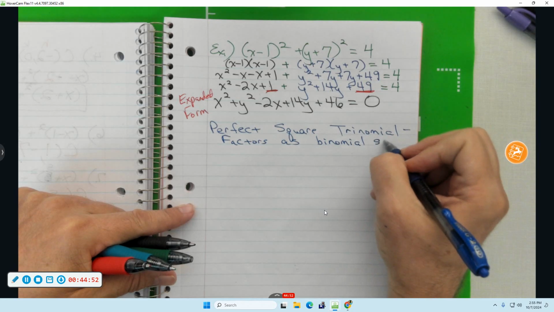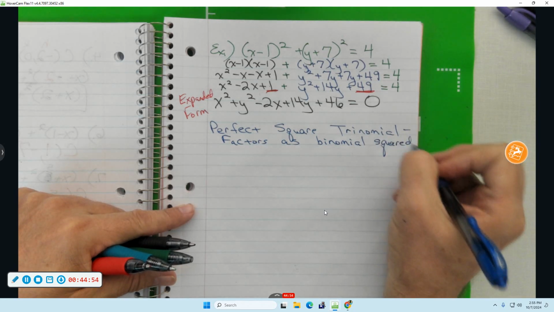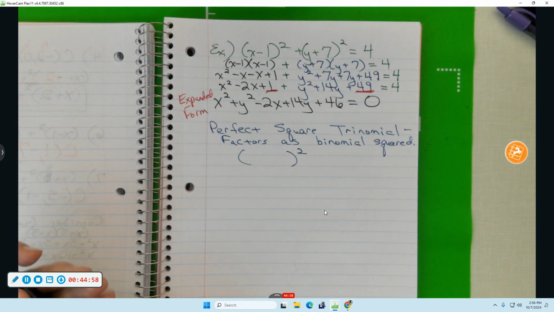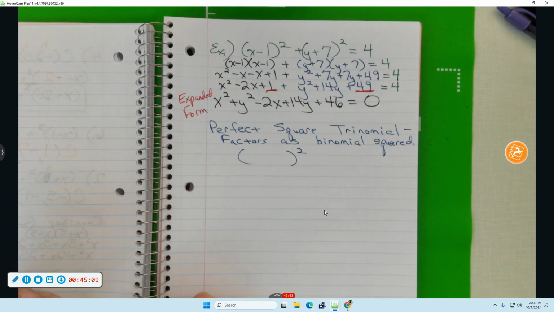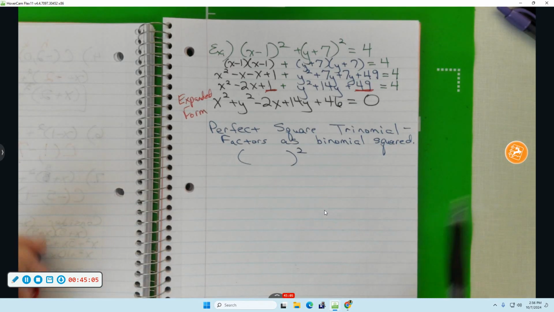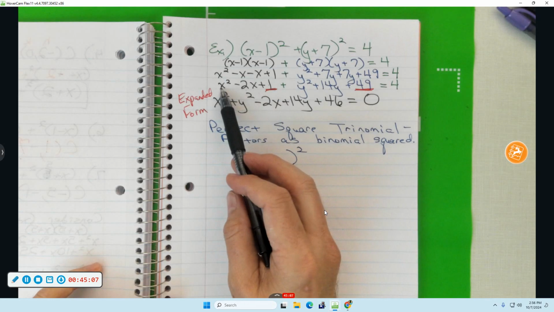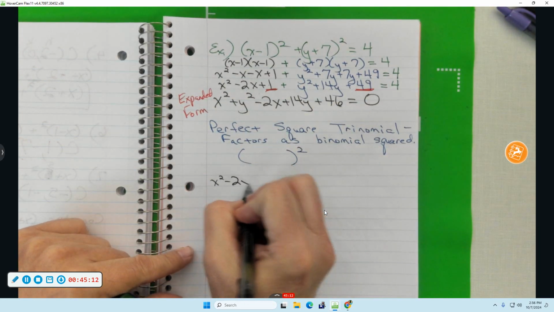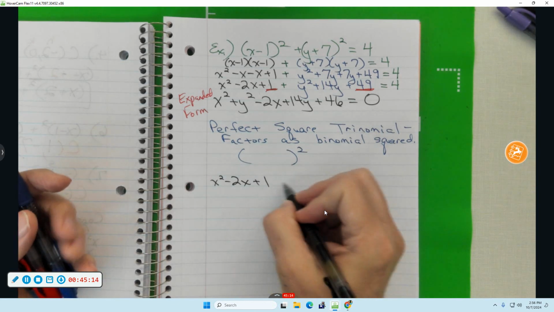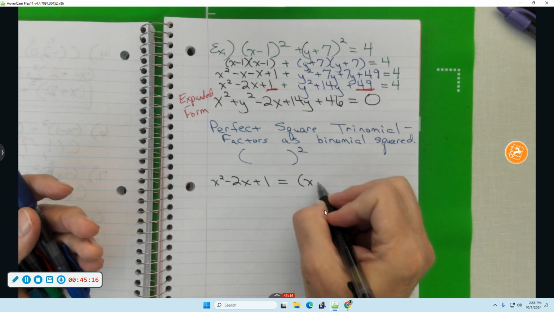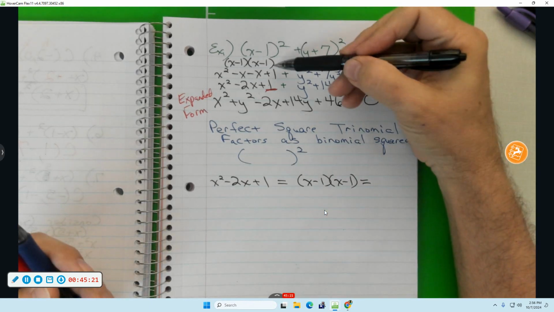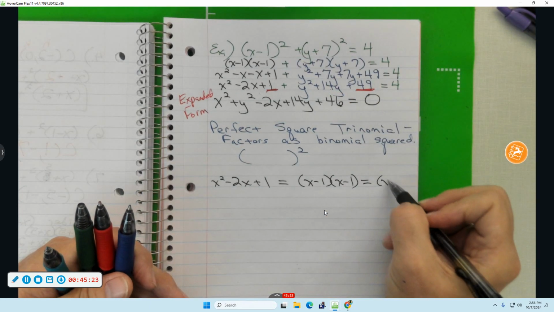Binomial squared. By that I mean a quantity squared. That's what I mean by binomial being squared. We already have a couple of perfect square trinomials that we're looking at. X squared minus 2x plus 1. That factors as x minus 1 times x minus 1, which is x minus 1 squared.